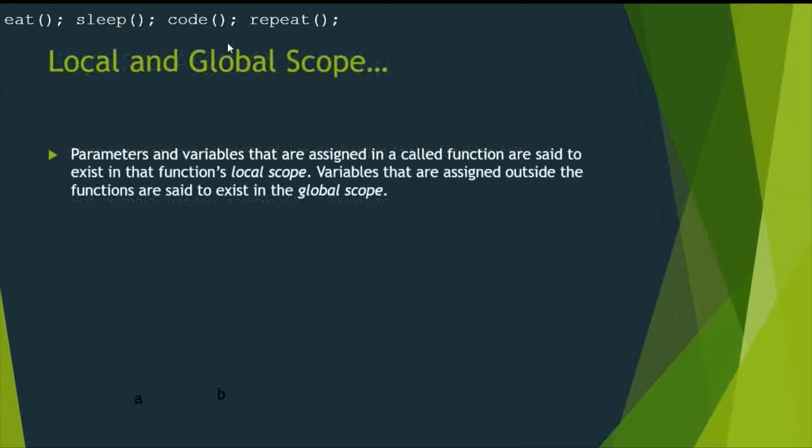Moving forward, we have local and global scope when we talk about functions. When you talk about programs, this is one of the most important topics. You need to understand for how much part of which block of code a particular variable is valid. All the parameters and variables that are assigned in the called function are said to exist in that function's local scope. Variables that are assigned outside the functions are said to exist in the global scope.